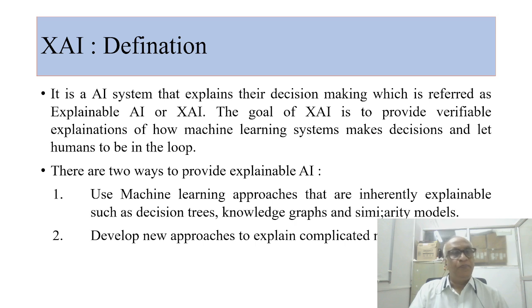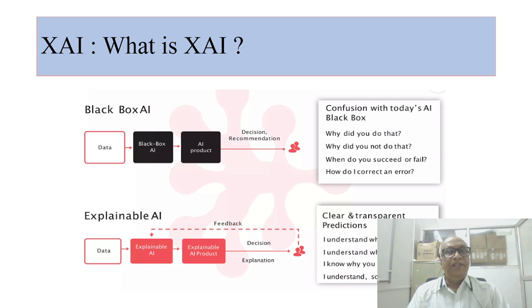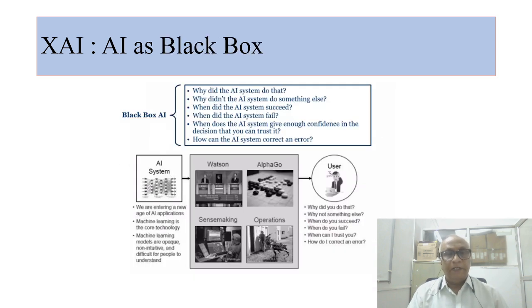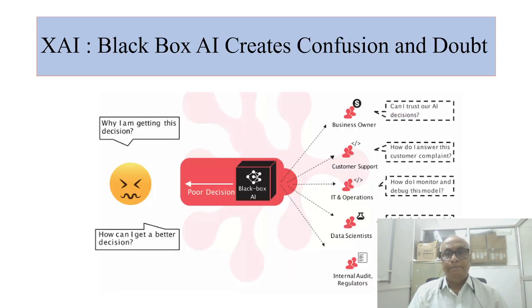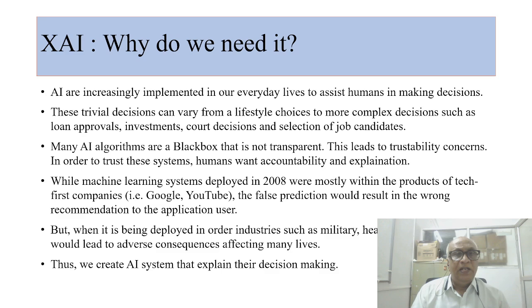PowerPoint presentation wherein we had given the definition of what exactly is explainable AI. A black box AI system can be made more transparent, and the answers like why, how, when, what will be answered.